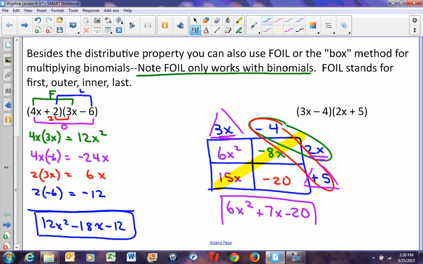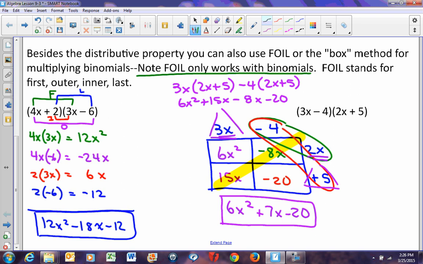Because if I distributed with this, same problem, I would have 3x times 2x plus 5 minus 4 times 2x plus 5. So I would have 6x squared plus 15x minus 8x minus 20. Notice 6x squared minus 8x, positive 15x, minus 20. Same numbers that are in my box here. So I do end up with 6x squared plus 7x minus 20.